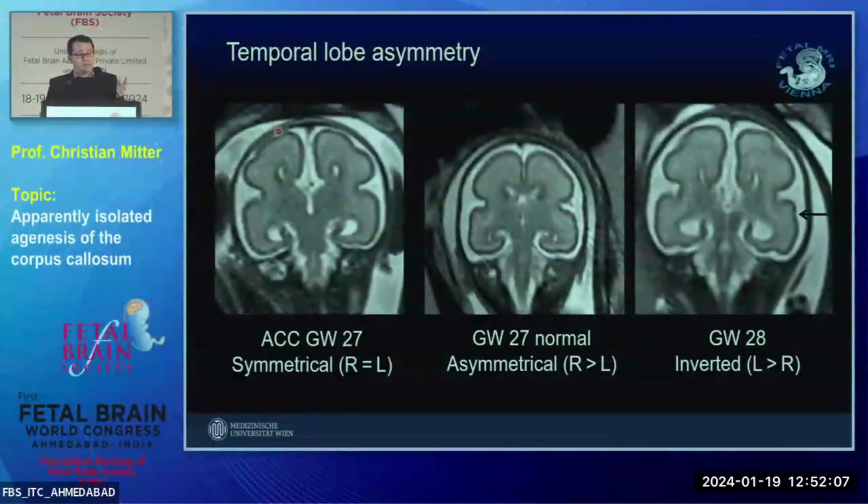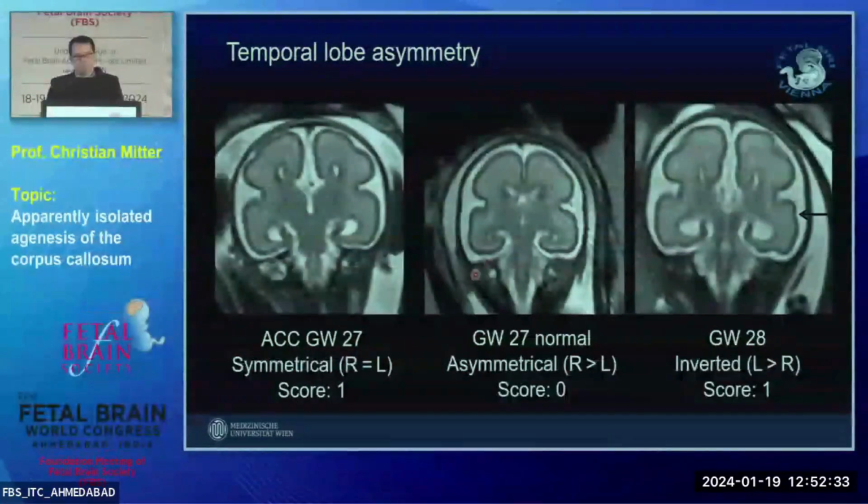If you now look at this callosal agenesis brain, you don't see an asymmetry here. Those are symmetric temporal lobes, and this is an abnormal asymmetry pattern. This here is a case of inverted asymmetry. Here you see the superior temporal sulcus earlier on the left than on the right. So if you see either a symmetrical temporal lobe or an inverted asymmetry, you score that as 1.